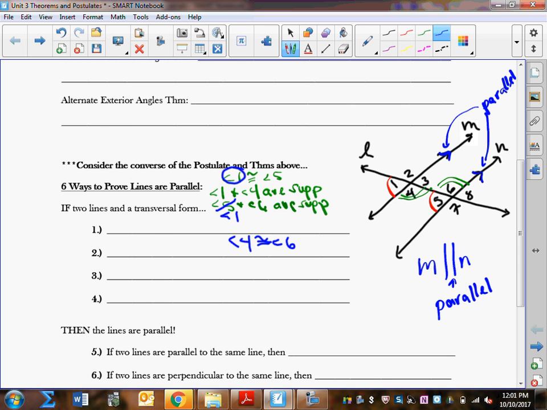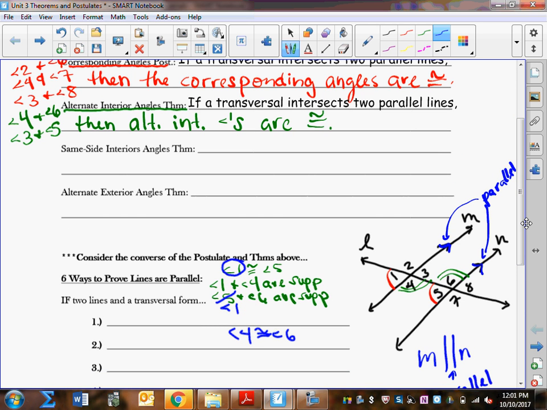So using the linear pair postulate, mixed with substitution and the congruent supplements theorem, we can prove that that theorem is true. We can prove that alternate interior angles are congruent.